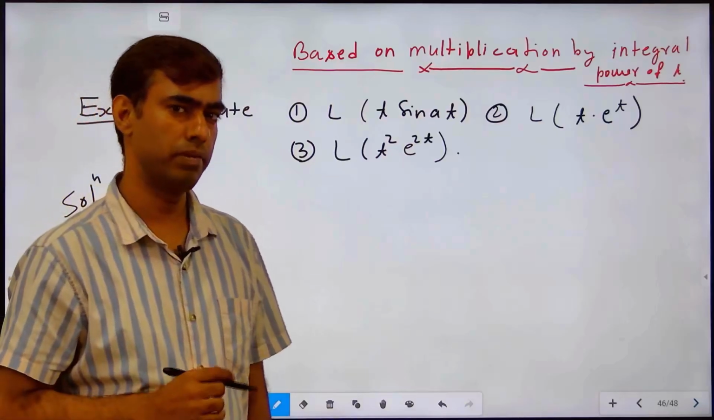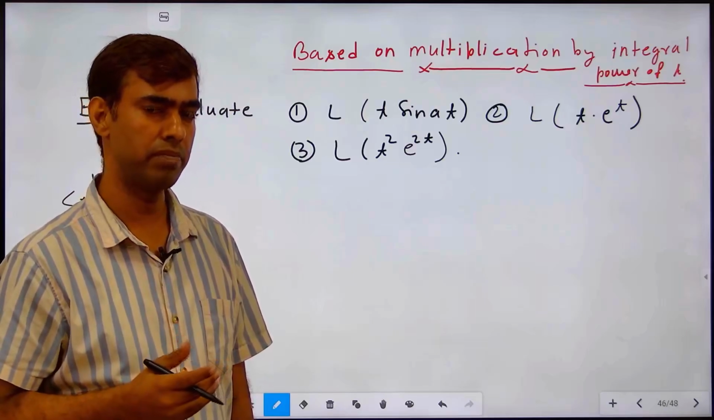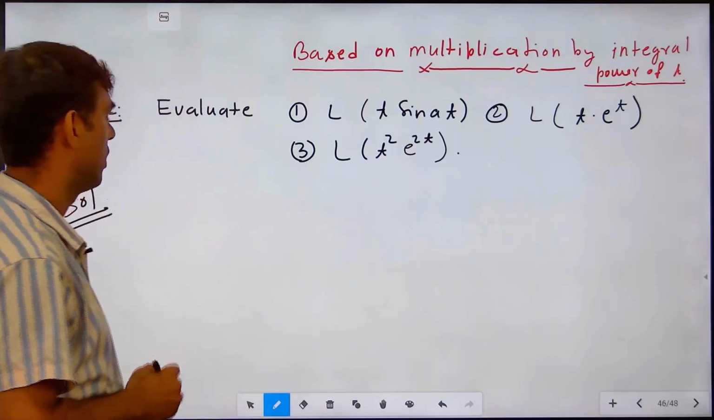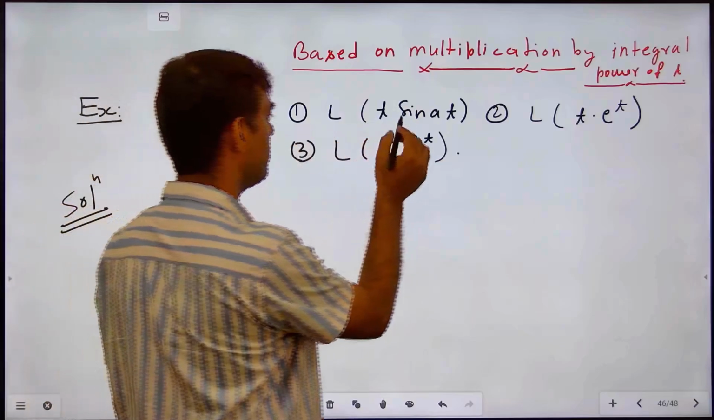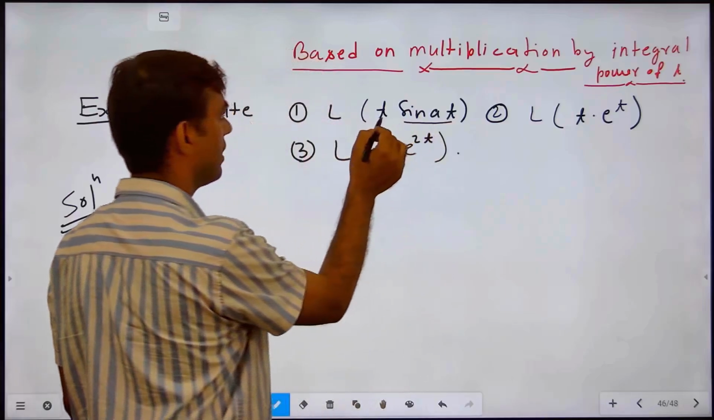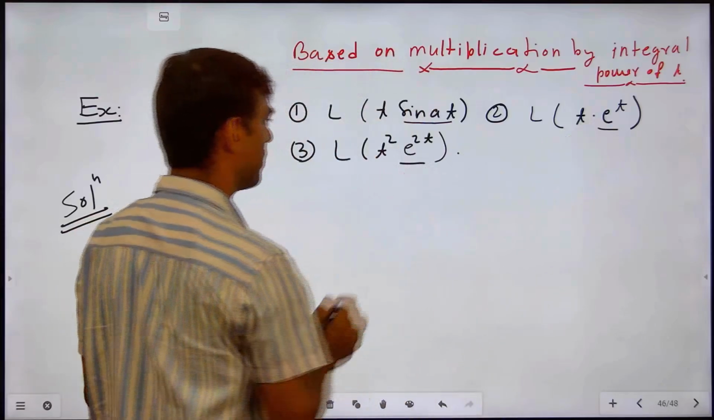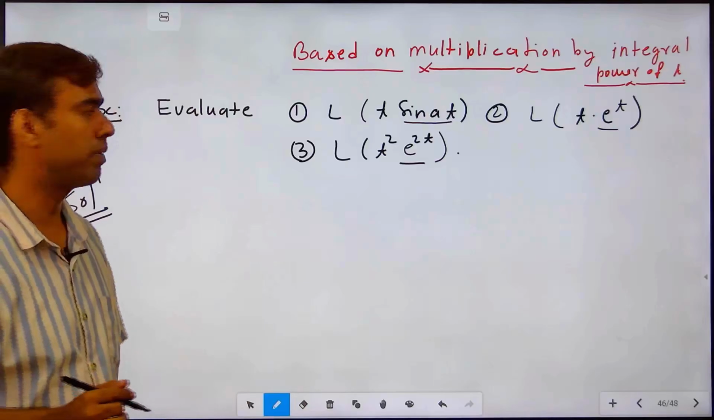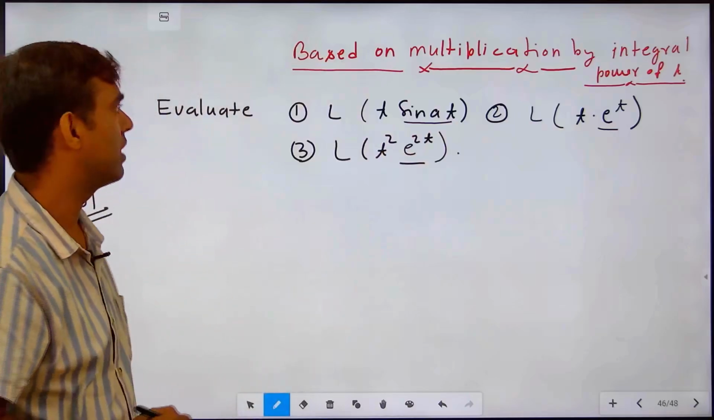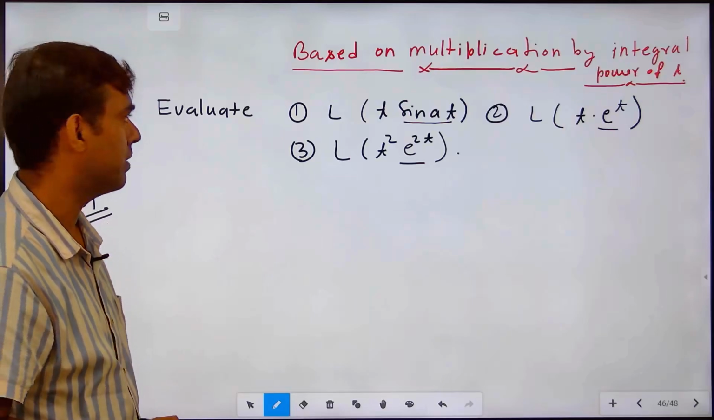Now, we solve three numerical problems using the multiplicative property, multiplication by an integral power of t. How do we evaluate these Laplace transforms? If we have the Laplace transform of sin at, then apply the multiplicative property. If we have the Laplace transform of e to the power t, or e to the power 2t, how do we find the Laplace transform multiplied by t or t square using the property of multiplication by an integral power of t?